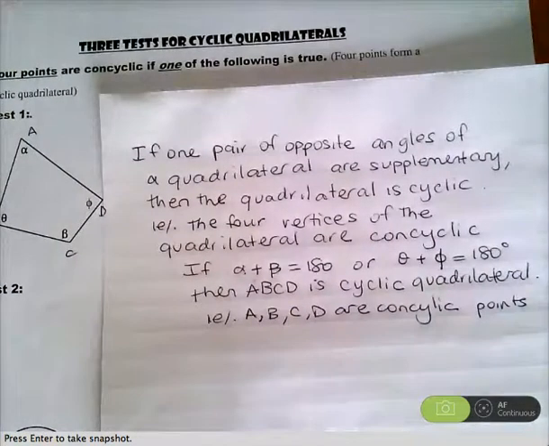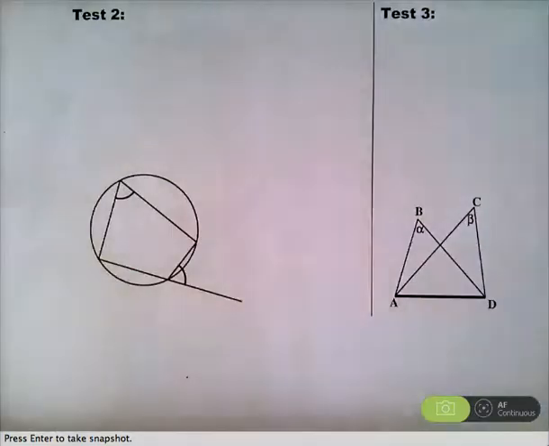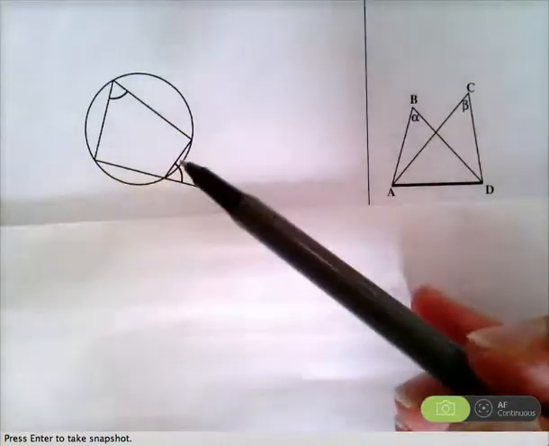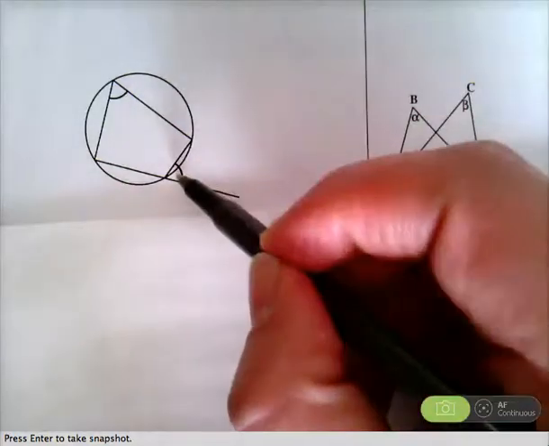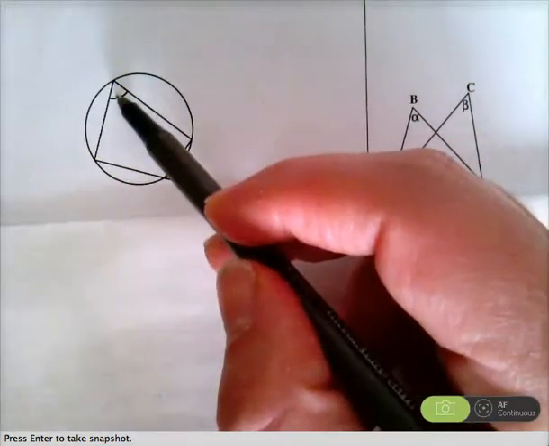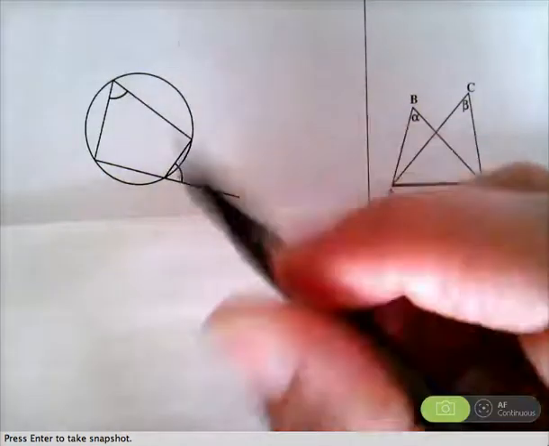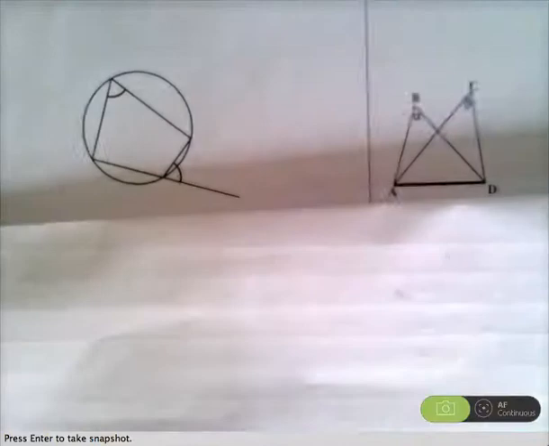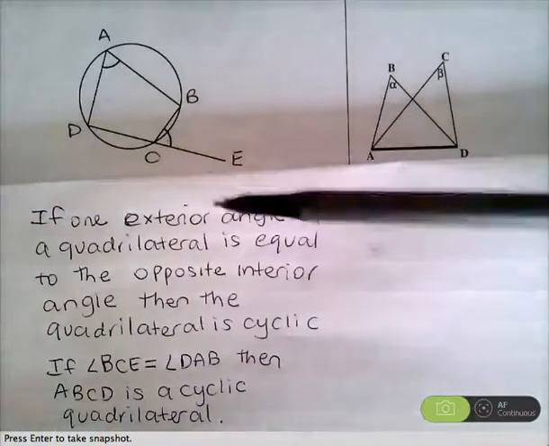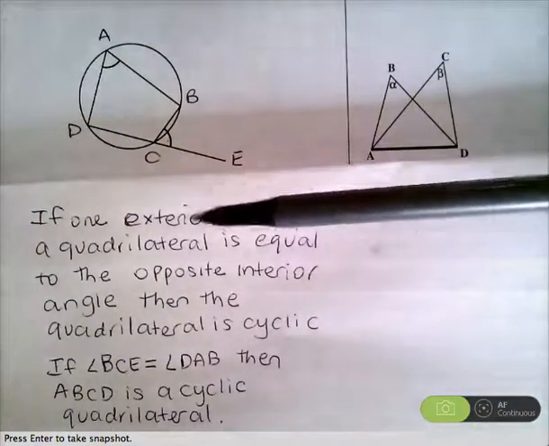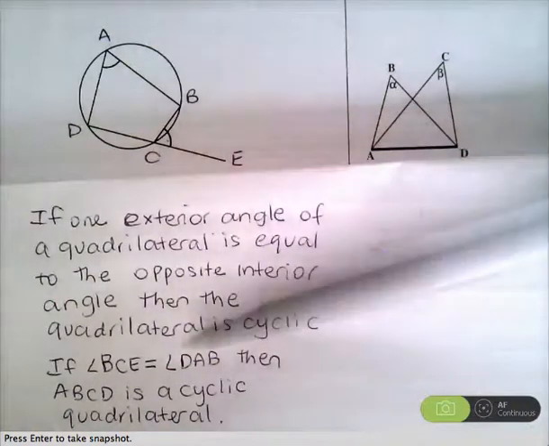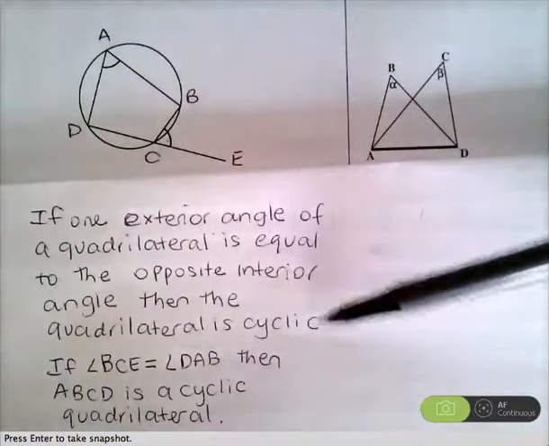All right, we're going to look at the second test now. Okay, now for test 2, which is this test here. And this test states that if one exterior angle of a cyclic quadrilateral is equal to the opposite interior angle, then the quadrilateral is cyclic. So I'll just write that down now. For test 2, if one exterior angle of a quadrilateral is equal to the opposite interior angle, then the quadrilateral is cyclic.